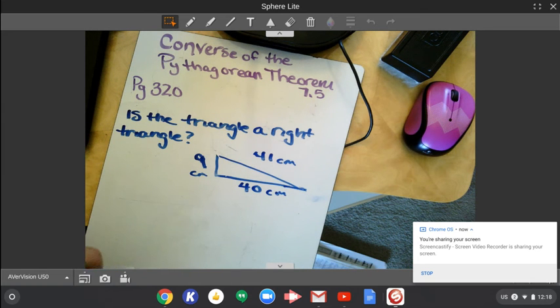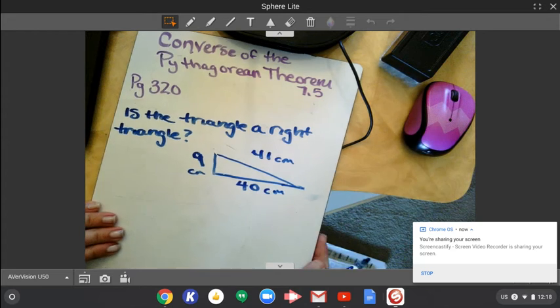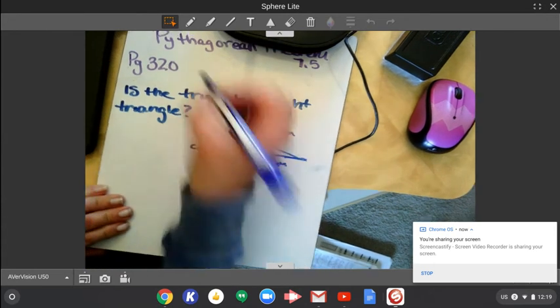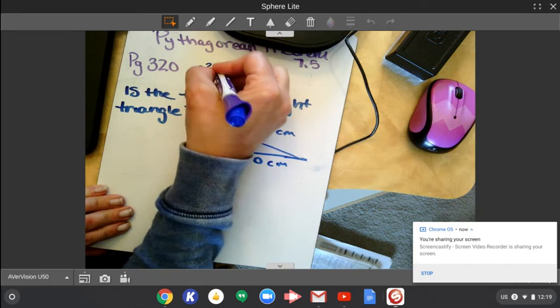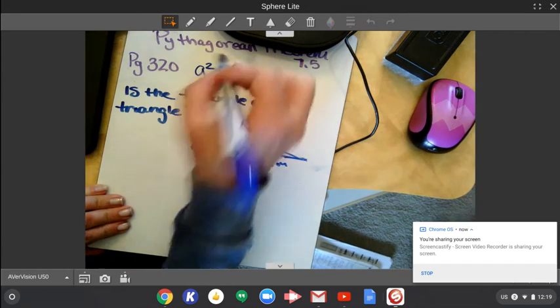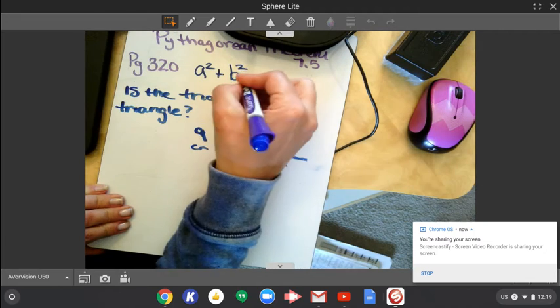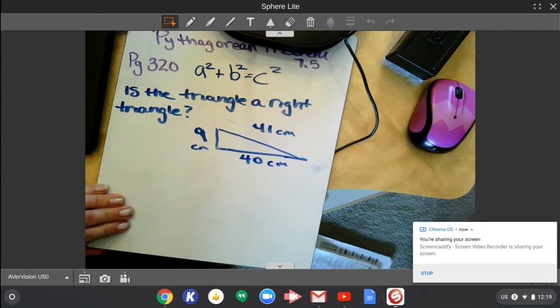Okay, so what you're going to use is the Pythagorean theorem to decide if a triangle is in fact a right triangle. So we all know that the Pythagorean theorem is a squared, which is one of the legs, plus b squared, which is the other leg, equals c squared, which is your hypotenuse. Hypotenuse is always the longest side.